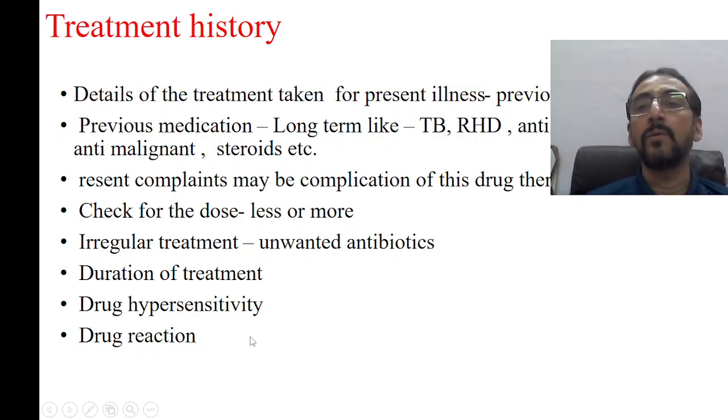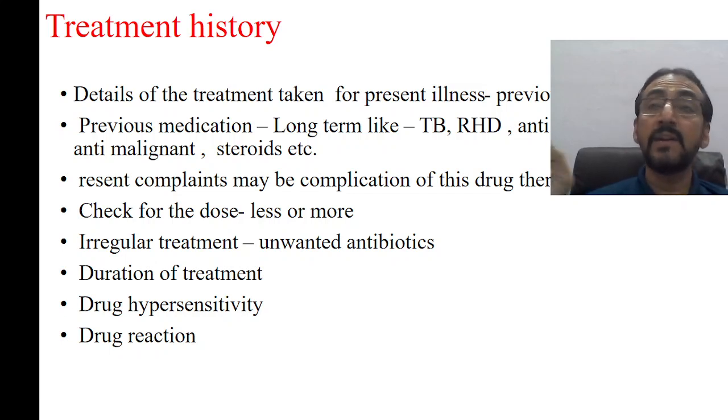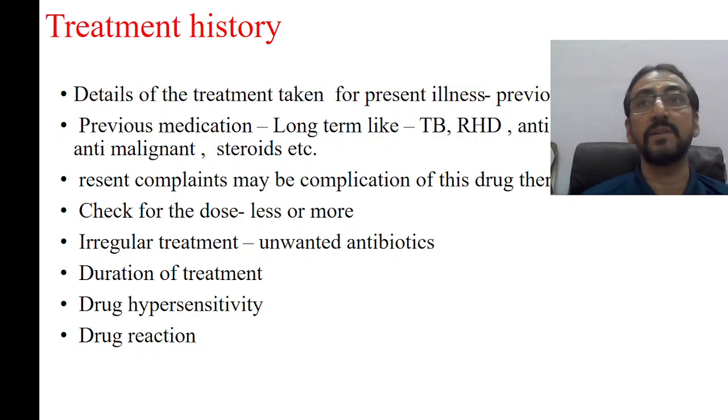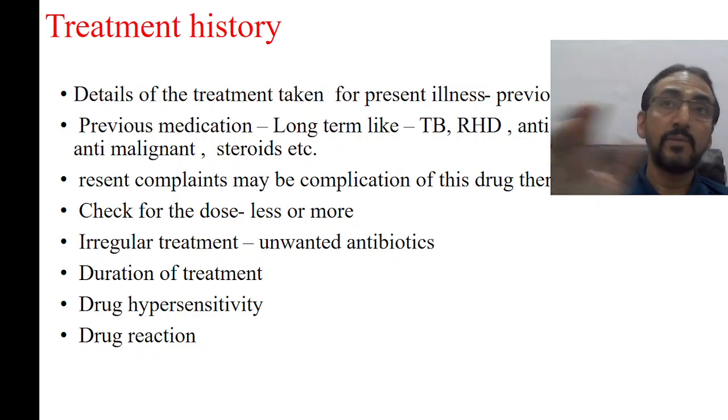Okay, then similarly, anti-thyroid drugs or drugs taken for hypothyroidism, anti-malignant drugs, steroids, especially steroids. A lot of steroids taken in the early part of life leads to growth retardation, then hirsutism, then short stature, then excess accumulation of fat, a Cushingoid-like syndrome. So these are quite common with steroids. So the treatment history is very important. Okay, so as I told, the recent complaints may be because of a complication of the drug therapy which was taken. Now this is about the previous medication.